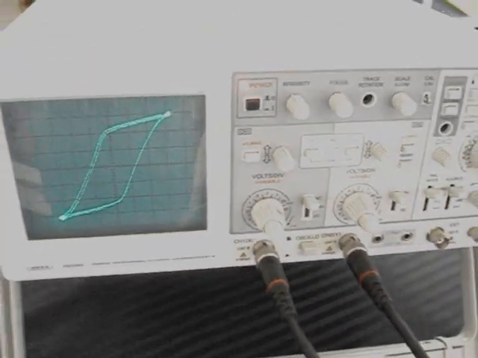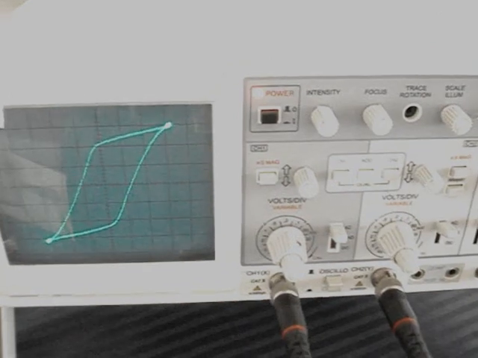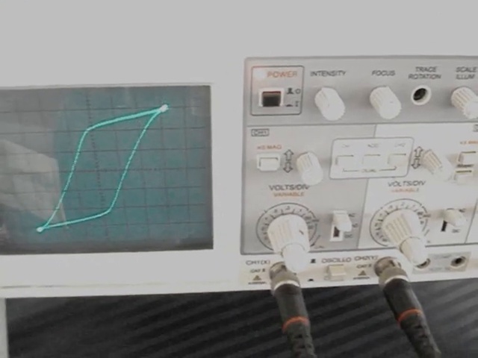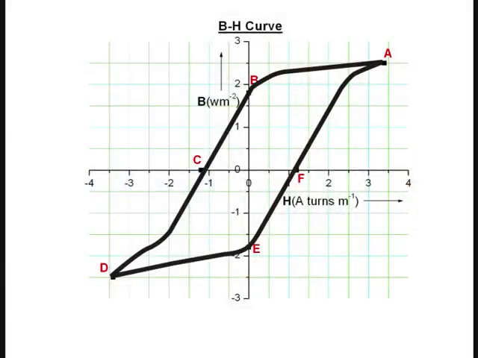Plot the graph exactly as seen in the CRO. Mark the coordinates of A, B, C, D, E, F on the graph sheet and trace the BH curve exactly similar to the one obtained on the CRO. Count the number of blocks enclosed by the curve and determine the area enclosed by the BH curve. Measure OB and OC from the graph. Use the formula to determine energy loss, remnant induction, and coercive field.